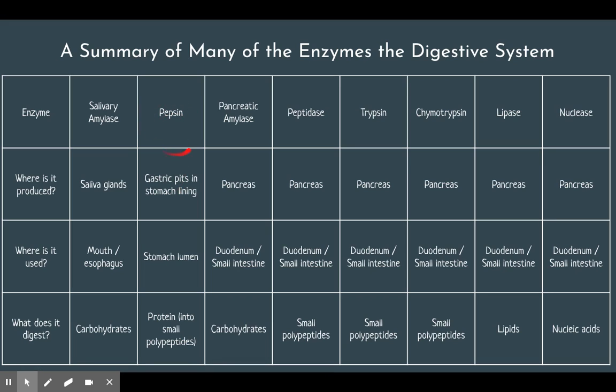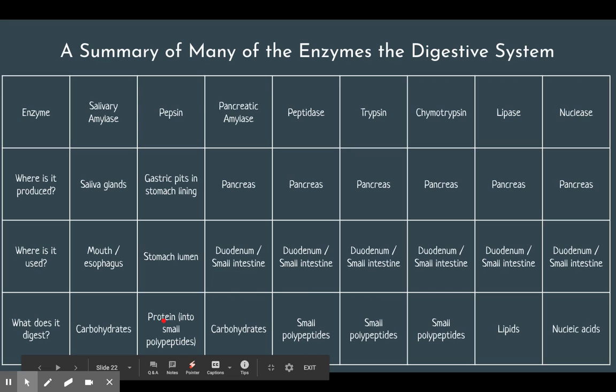Because pepsin works at an acidic pH, our gastric juice also has hydrochloric acid. This pepsin is produced in the gastric pits in the lining of the stomach, and then is secreted into the stomach lumen, or the inside of the stomach, and can begin the digestion of proteins into smaller polypeptides.